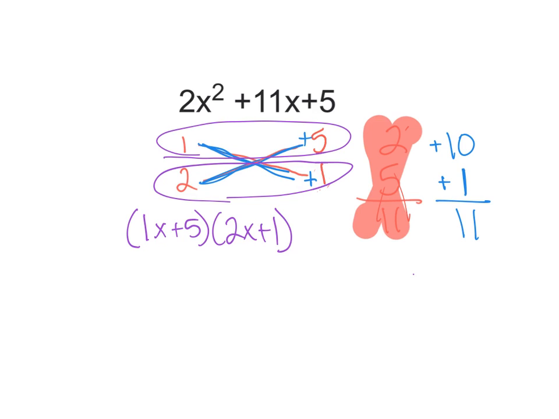So we're finding a combination of numbers, and then we're deciding is it positive, negative, and then the order that they're written in. We're going to make circles around them. 1x plus 5, 2x plus 1, and those are our 2 answers, our 2 binomials.